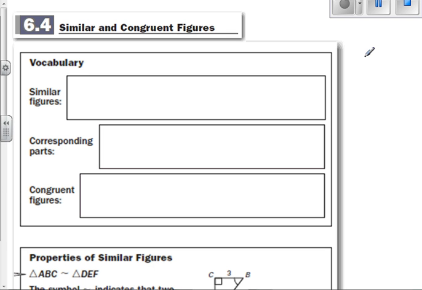Similar figures. So the vocabulary. Two figures are similar figures if they have the same shape, but not necessarily the same size. So two figures are similar. And right above the word similar, I'm going to put the sign. So that's the word similar, just like that's the word equals. This is the word similar. Okay. Similar figures.